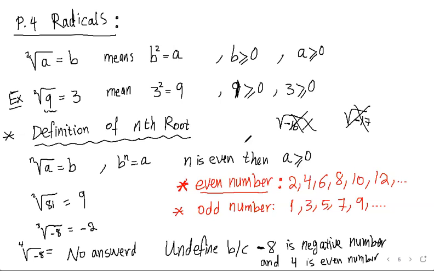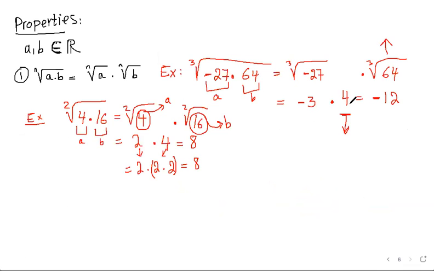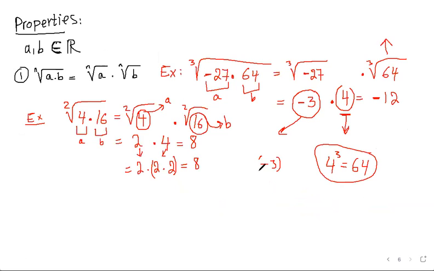Okay, cool. Now, why is the answer 4? Because I know 4 to the power 3 gives 64. That's why the answer is 4. Same thing here. Why is the answer minus 3? Because minus 3 to the power 3 is minus 27.